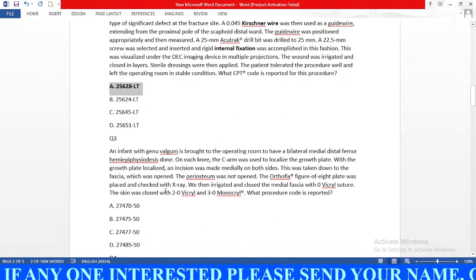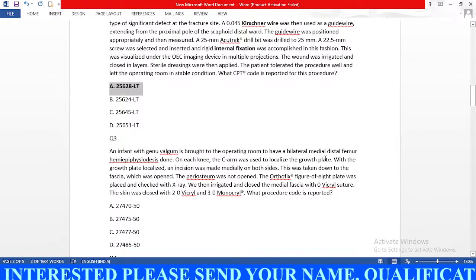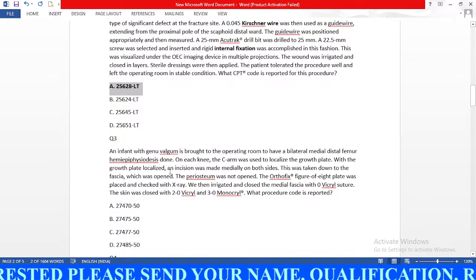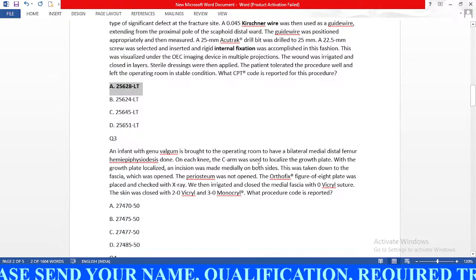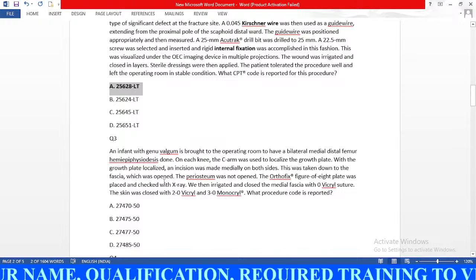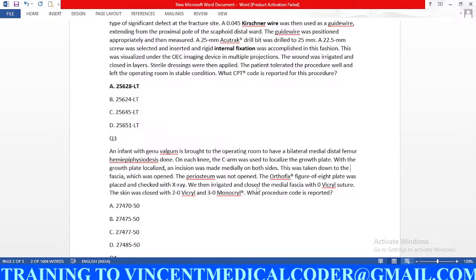So next one, an infant with genu valgum is brought to the operating room to have bilateral medial distal femur hemi-epiphysiodesis done. On each knee, the C-arm was used to localize the growth plate. Opened. The periosteum was not opened. The Arthrex figure of 8 plate was placed and checked with X-ray. We then irrigated and closed the medial fascia with 0 Vicryl suture. The skin was closed with 2-0 Vicryl and 3-0 Monocryl. What procedure code is reported?